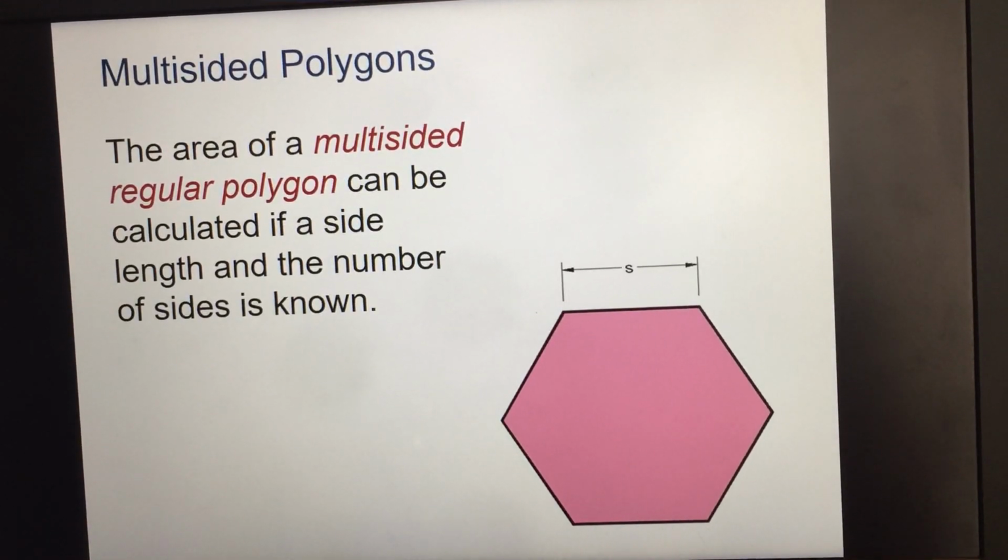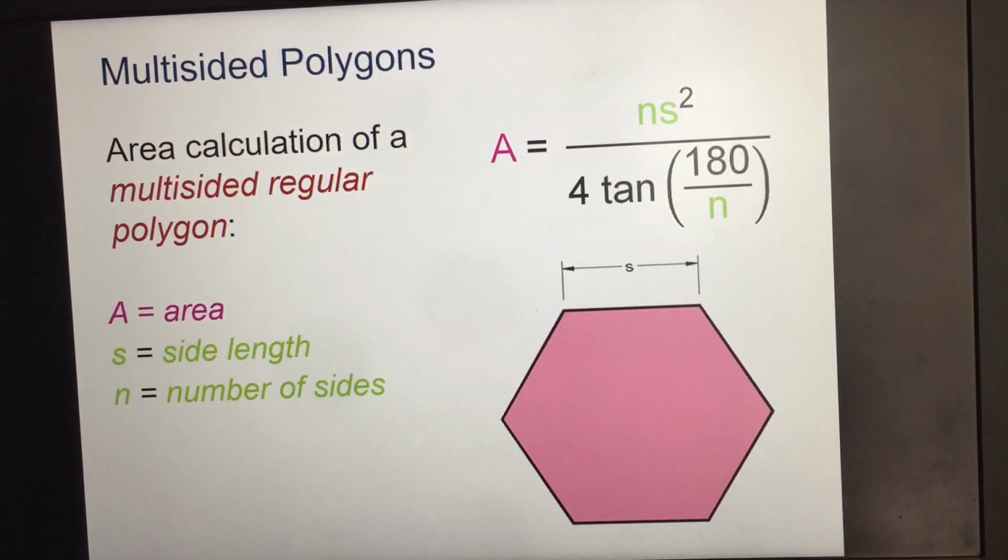Okay. And they calculate the area of a multi-sided regular polygon. There's a few different formulas out there, but we have one that we're going to use, and we can calculate as long as we have a side length and we know the number of sides. And that is through this formula here. It is area equals n times s squared divided by 4 tangent of 180 over n. S being the side length, and n being the number of sides.